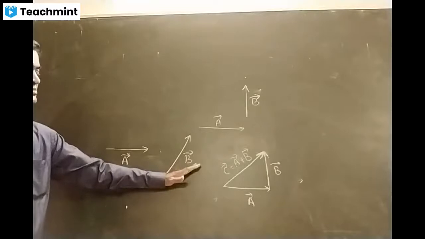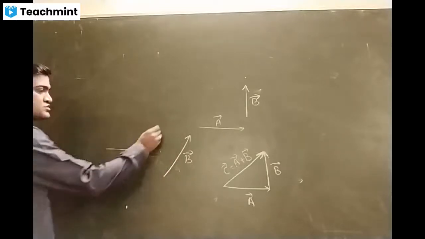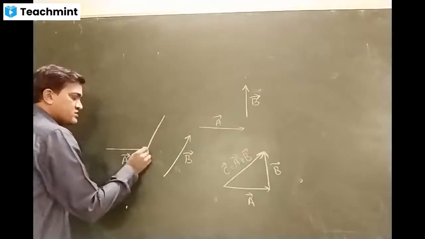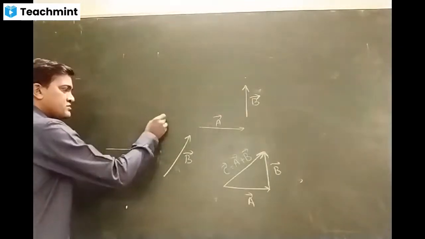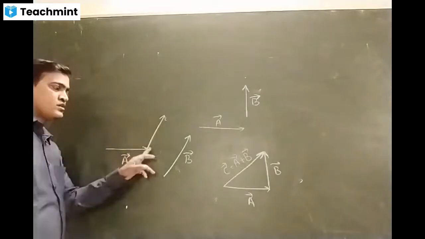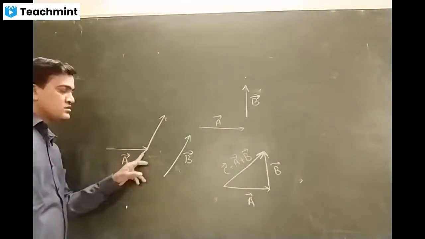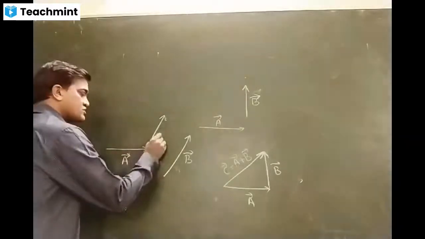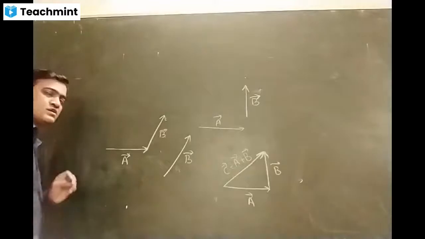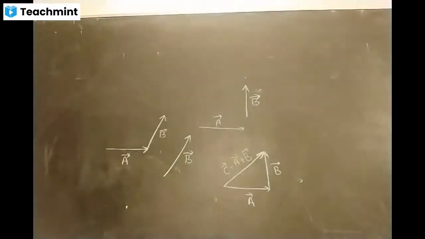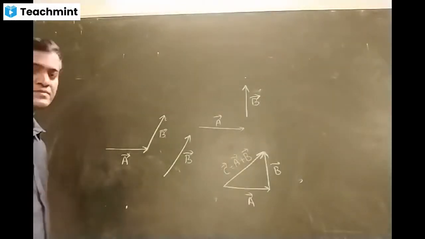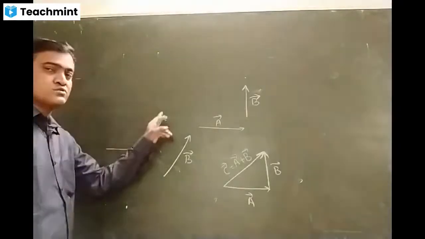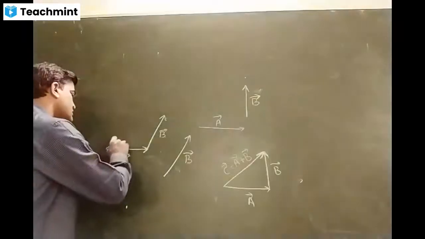You slide B bar parallel to itself such that the tail of the second vector is coinciding with the head of the first vector. Now, what is the direction of the resultant? The direction of the resultant is always from the tail of the first vector to the head of the second vector. So this is the resultant.